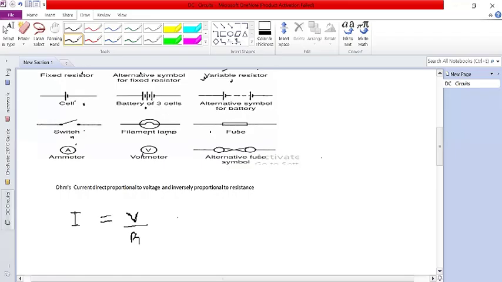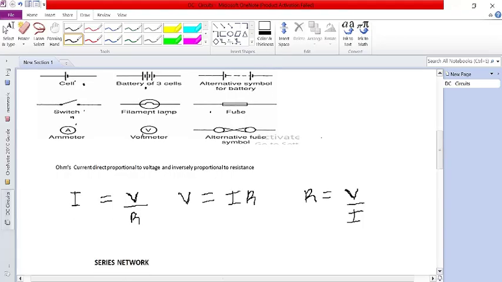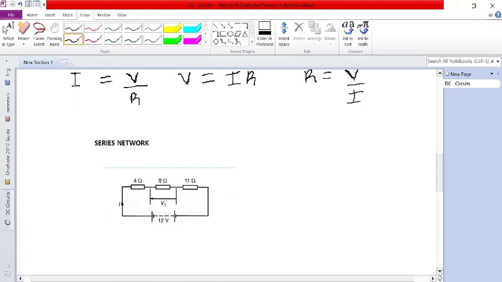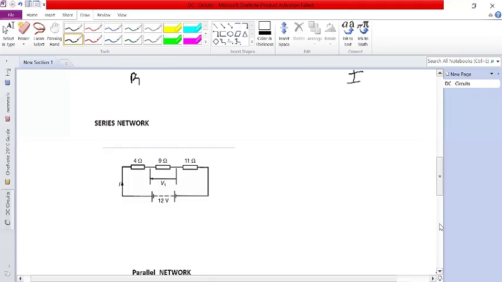So from this formula, we can make voltage the subject of the formula. So V is equal to IR. We can also make R the subject of the formula. So resistance is equal to voltage over current. So we are done with Ohm's law. Let's move on to resistor networks.